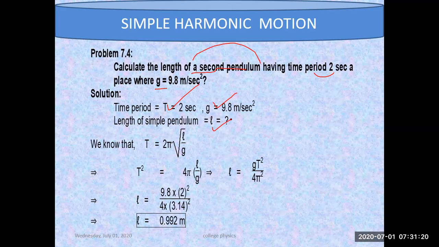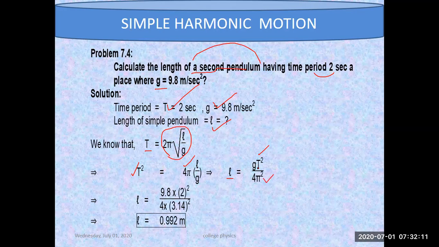It means that T is equal to 2 pi root L over g. So we have to simplify it. How will you simplify? Taking square on both sides, T square is equal to 4 pi square L over g. To simplify further for the value of length, the g that is dividing will be multiplied to the other side. We are multiplying on both sides with g, so it will be g T square. Then here is 4 pi square, we are dividing on both sides with 4 pi square. So L is equal to g T square divided by 4 pi square.